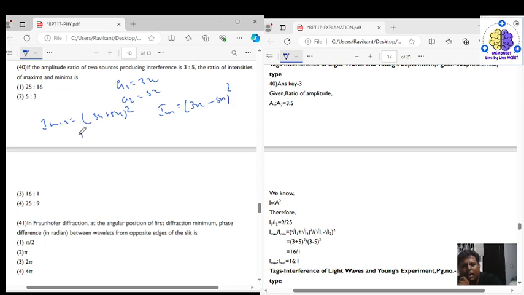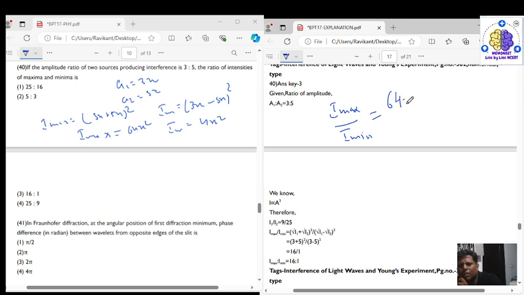So I maximum will be equals to 8 squared, that is 64x square, and I minimum will be equals to 4x square. So I maximum upon I minimum will be equals to 64x square upon 4x square, which is equals to 16 upon 1. So the ratio will be equals to 16:1. So the correct answer for question number 40 is option 3, right? Correct answer is option 3.